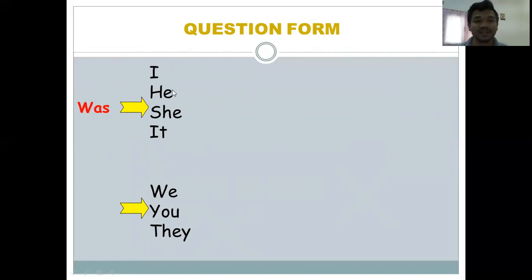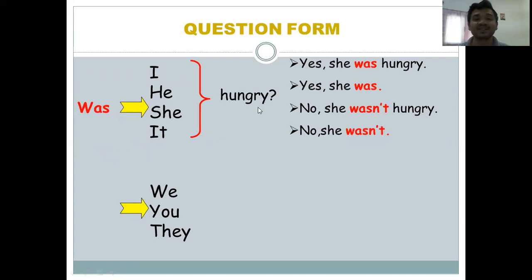Was I, was he, was she, was it. Afterwards, hungry. So was I hungry? So the structure here is the be verb first, afterwards the subject, and then the verb. So was I hungry? If you wish to answer that, yes, she was hungry. Yes, she was. If not, no, she wasn't hungry, or no, she wasn't.